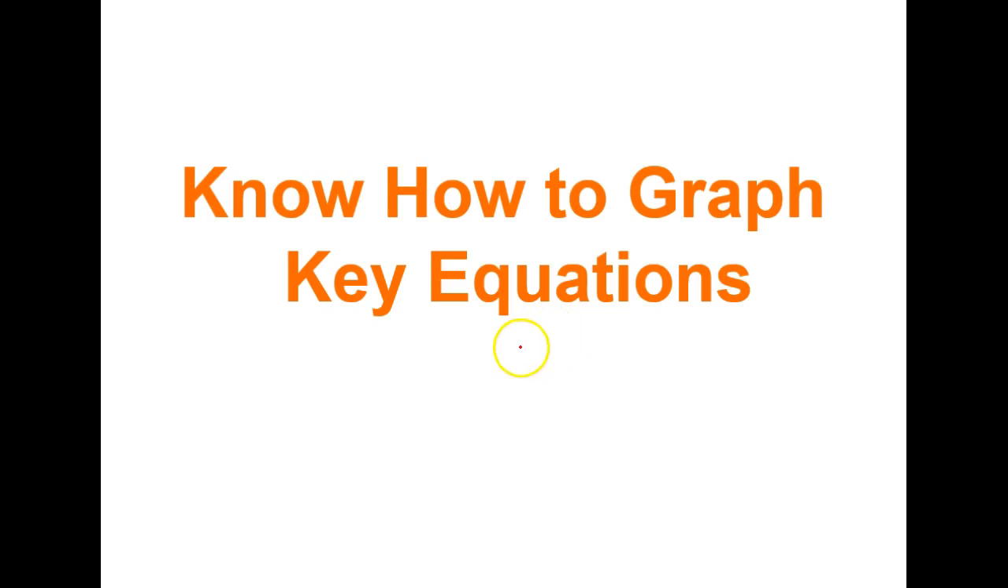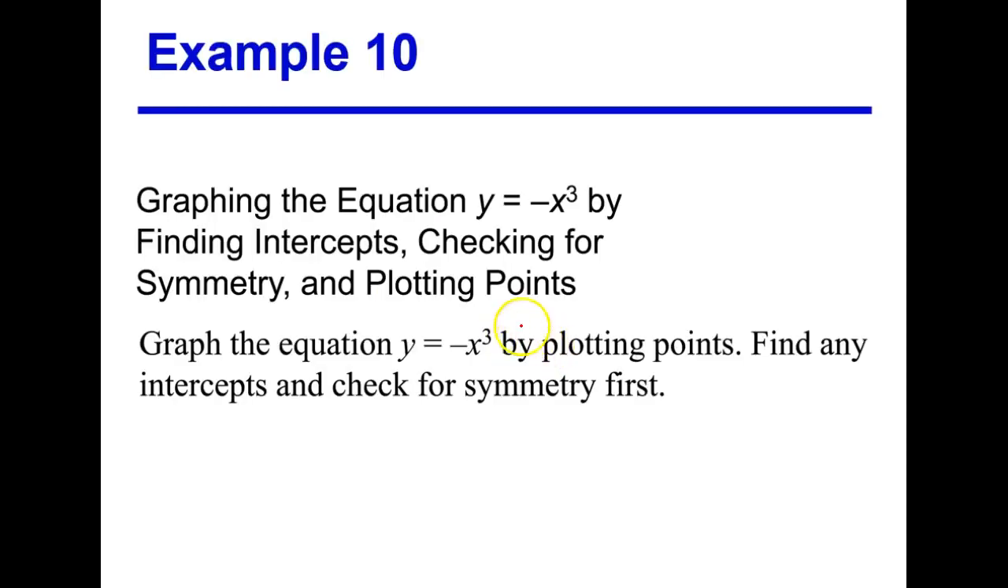Okay. So now we're looking at some of those key equations that I talked about, and we're going to be graphing them. We can graph them by plotting points, using our graphing calculator, or even Desmos. The first one we're going to graph is y equals negative x cubed. We can also graph a positive x cubed, and you'll see the differences there. First we want to find intercepts, look for symmetry, and then plot some points. Those are the steps we're going to follow here.